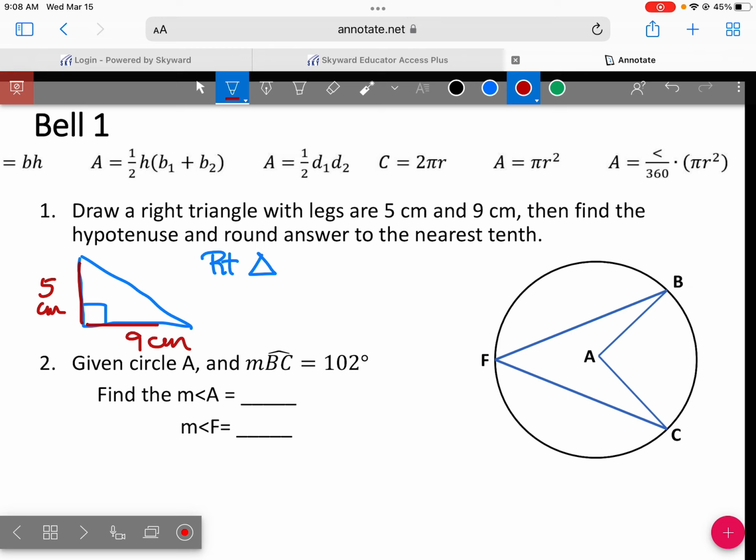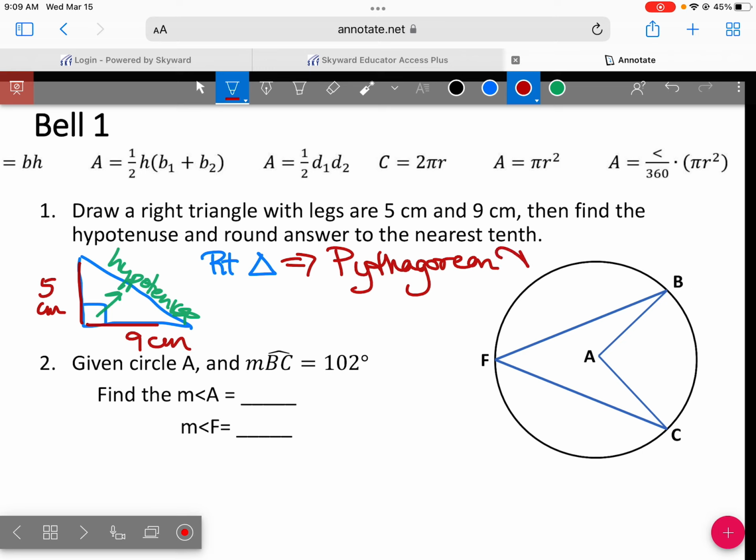Ty, are you with me? Okay. The hypotenuse is the longest side across from that angle. All right? And what do I need to use? What formula do I need to use when we are finding a missing length of a right triangle? Starts with a P. It's the Pythagorean theorem.